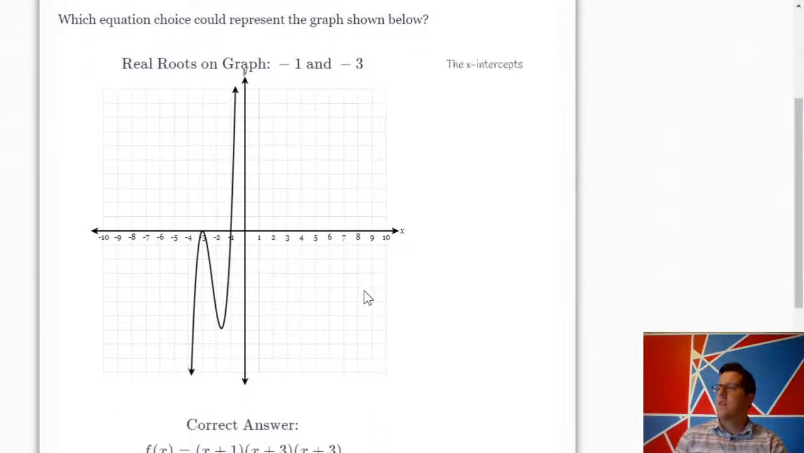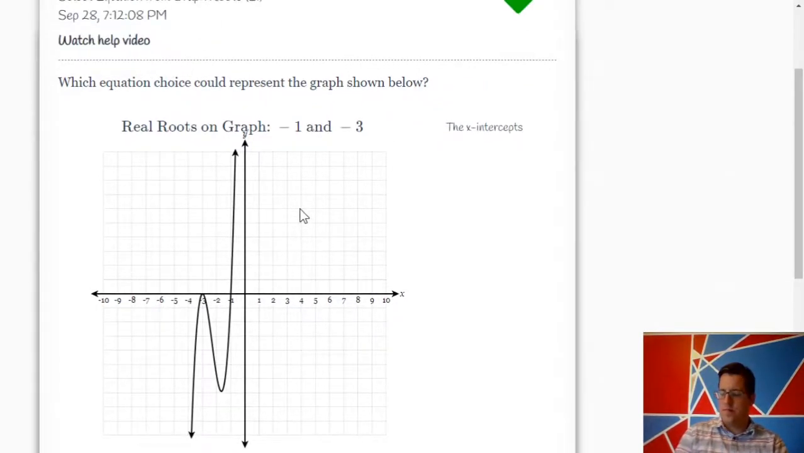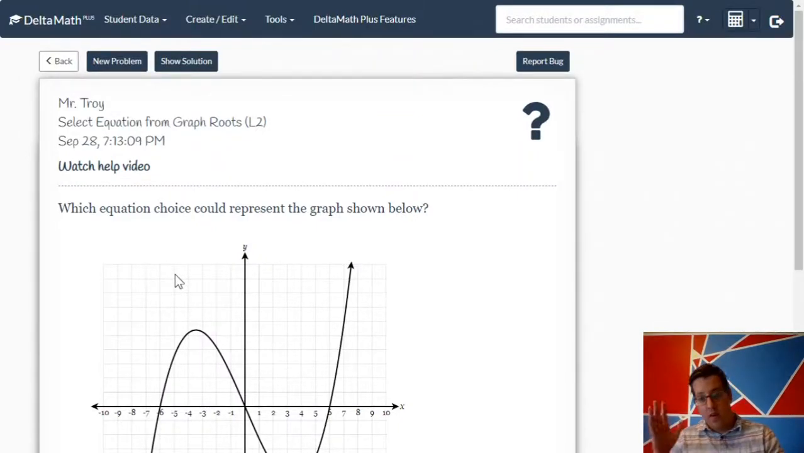Okay, so again, I knew that since this was a bounce, it had to have multiplicity 2. It had to be, what do you call it? A repeated factor. So that's how I got that one. Okay, I went up a difficulty level. Let's see how this goes.